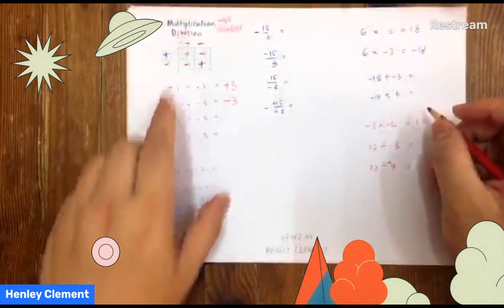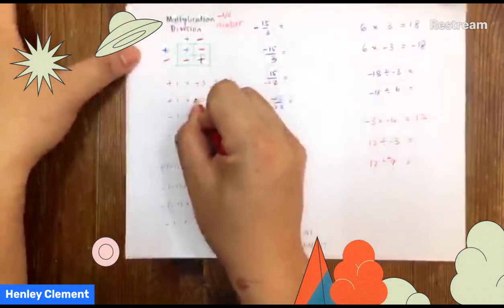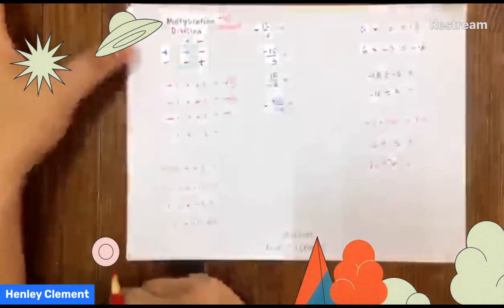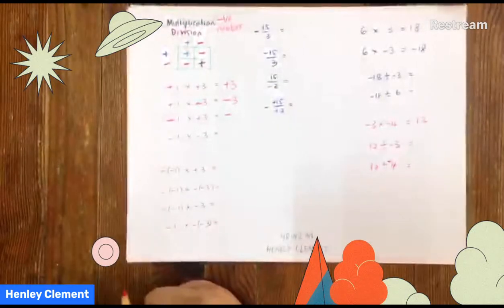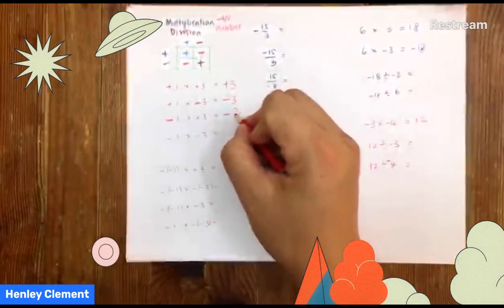So if negative times positive, can you see? Negative times positive, because this is one negative, right? This is one negative, so I have one negative here. And then this is one negative, then I have negative. Usually the plus one will have no effect on the answer. So 1 times 3 will get you 3.